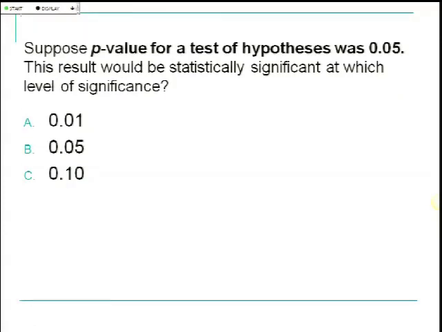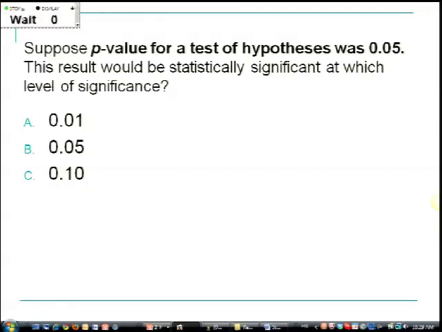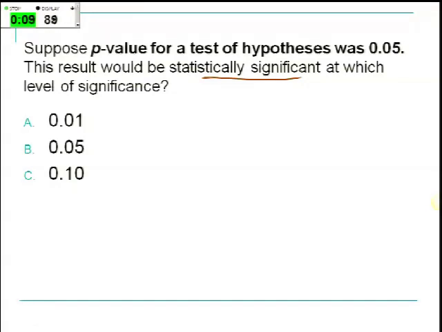So let's suppose the p-value for a test turned out to be 0.05. This result would be statistically significant at which level of significance? Don't get this rule backwards. I'm giving you the p-value. You have to pick the alpha. All right? So this is the p-value, 0.05. I need you to pick an alpha that would lead you to be able to say statistically significant.